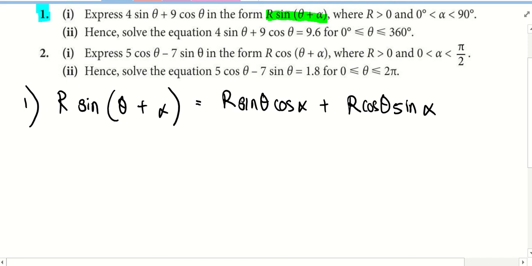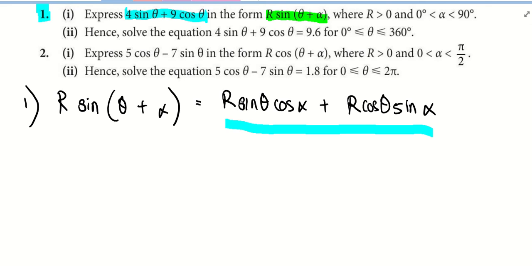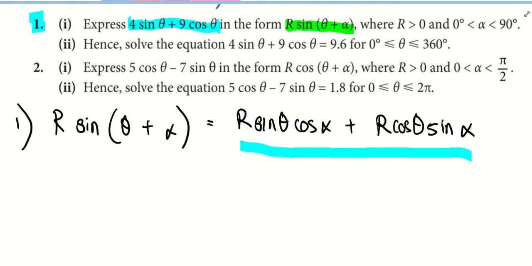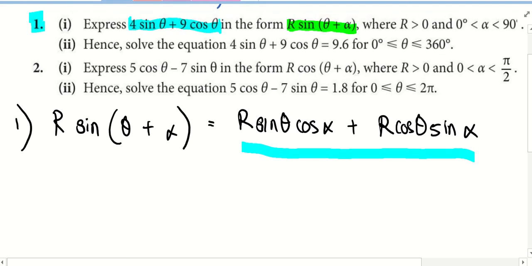Okay, then I'm going to do the important step for you to see. Why? I need to compare. Oh, teacher, this thing must look like this thing. Agree? Because you must express in that form. Okay, now I'm going to be very deliberate. I'm going to compare coefficients.